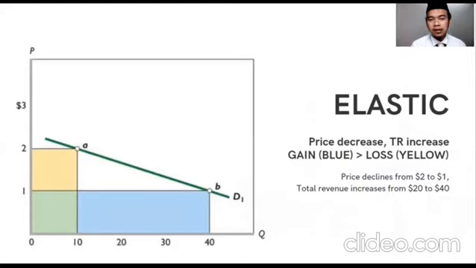Firstly, elastic demand. The graph for elastic demand will look like this, and when the price decreases, total revenue will increase. Because when price decreases, the percentage increase in quantity demanded is higher than the percentage decrease in price. For example, when price declines from $2 to $1, total revenue increases from $20 to $40, and the gain in total revenue, reflected by the blue area, is greater than the loss, which is the yellow area.